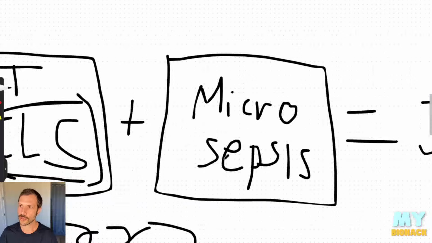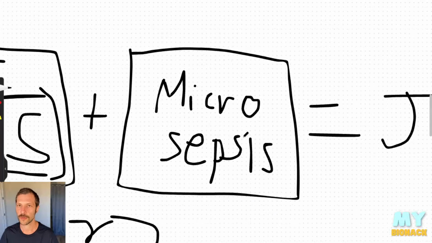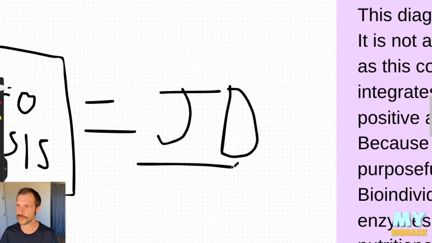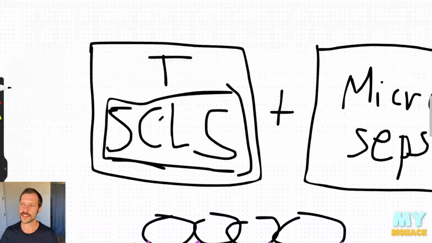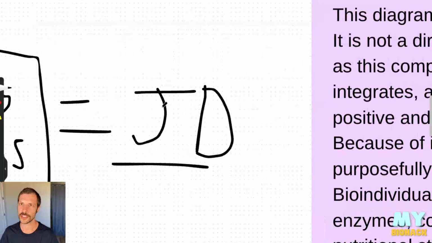All right. Microsepsis makes you very sensitive to all the different pathogens you pick up. You get so many different secondary infections. All right. And then that leads to this junction dysfunction. So transient systemic capillary leak syndrome plus microsepsis equals junction dysfunction.